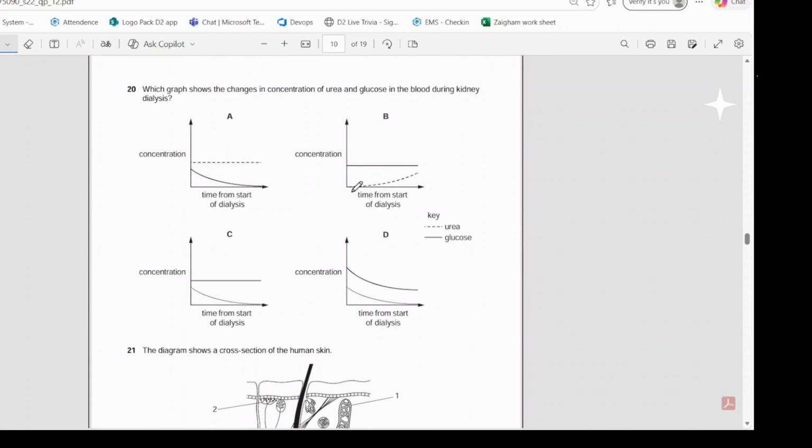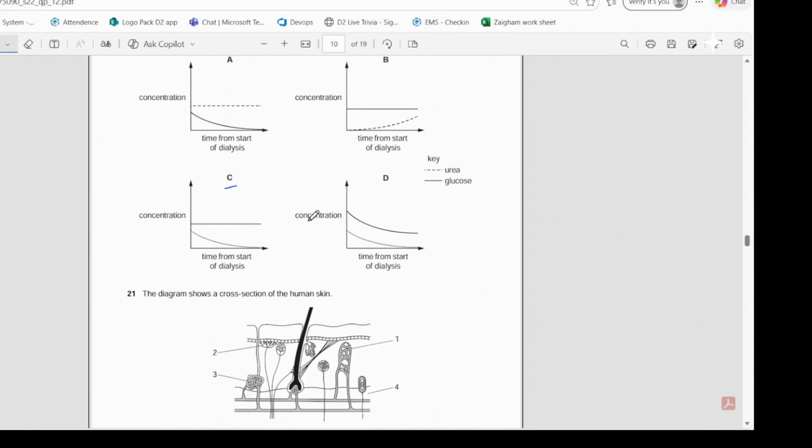Next one. Which graph shows the changes in urea and glucose in the blood during kidney dialysis? Okay, this is not part of the syllabus, but the answer is the kidney dialysis one. The glucose remains the same because it needs to be reabsorbed in the blood, right? While the urea needs to be removed.